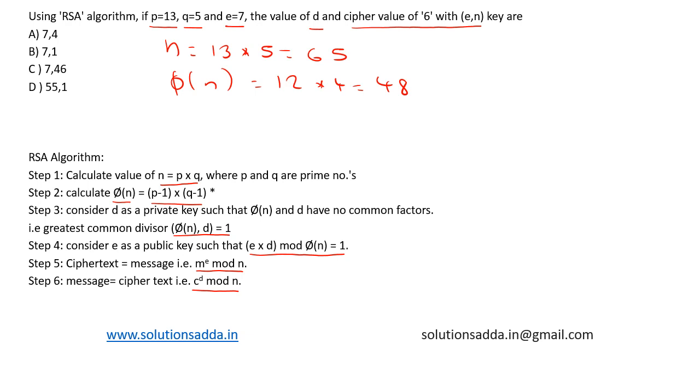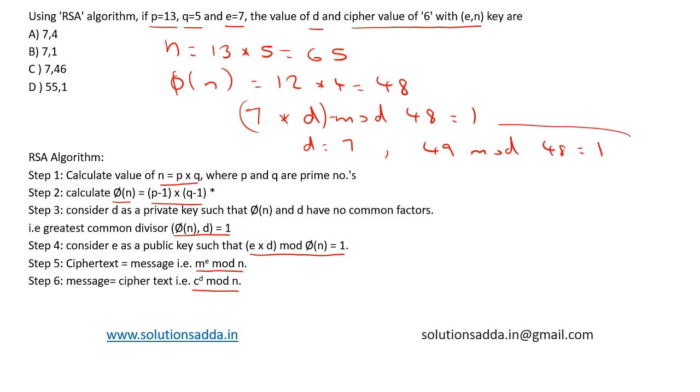Now we have to find the value of D, but the value of E is already given. So using that we can calculate the value of D, that is E into D mod phi of n equal to 1. Given that E equal to 7, so we are calculating 7 into D mod phi of n, that is 48, is equal to 1. So here if D is equal to 7, then we'll get 49 mod 48 is equal to 1. This statement is true. So the value of D is fixed as 7. That is one part is complete. D is equal to 7.